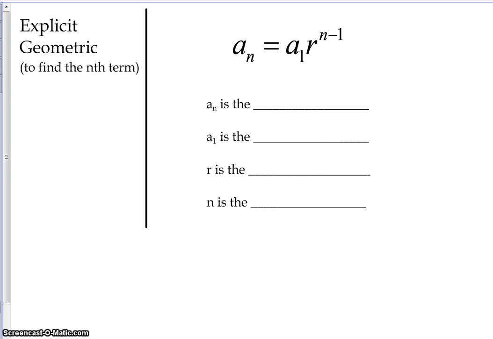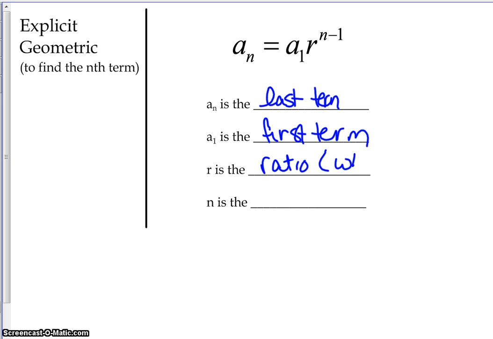So our formula that we're going to use to find the nth term of any given value is: a sub n is the last term that we're looking at, the nth term. a sub 1 is the first term. We're going to take the first term and multiply it by the ratio. Our ratio here is what you multiply by to get the next term. n is the number of terms.